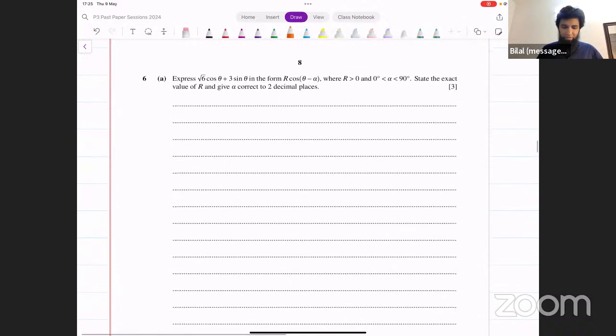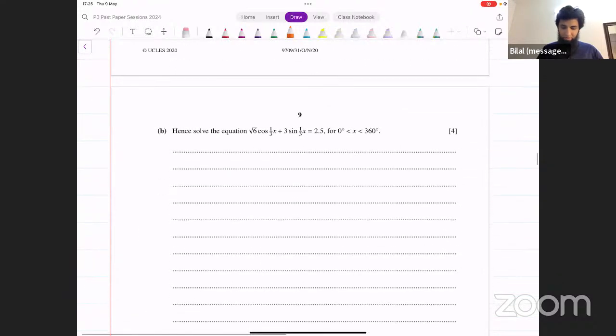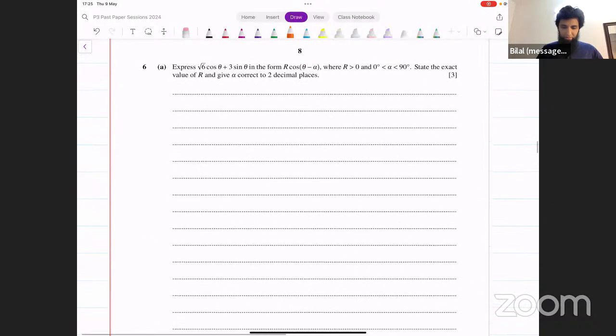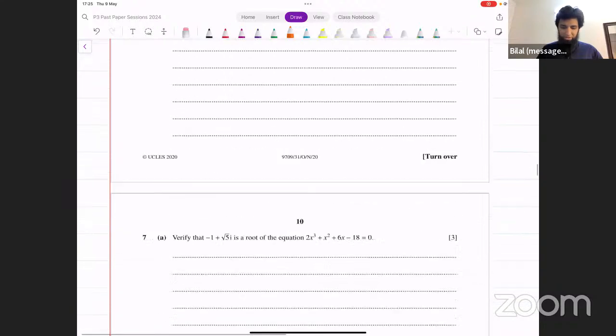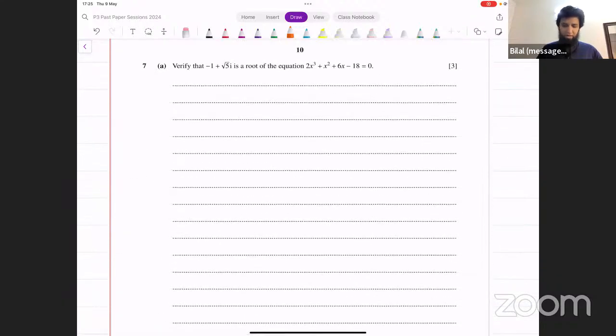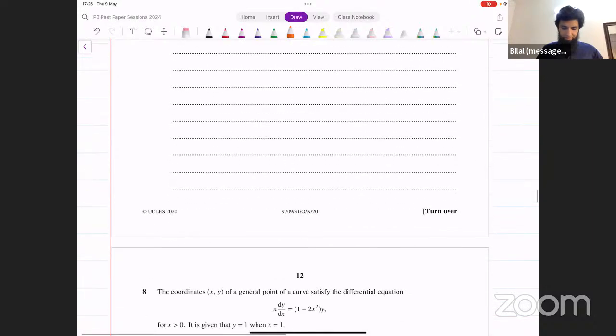Then you have this trigonometry problem, cos theta, where you have a minus sign. You have to solve this equation. Instead of theta, you just have x over 3 here. Everything else is pretty straightforward. That does look like a very easy paper, actually. Verify this is a root of this equation from the other roots of this equation.